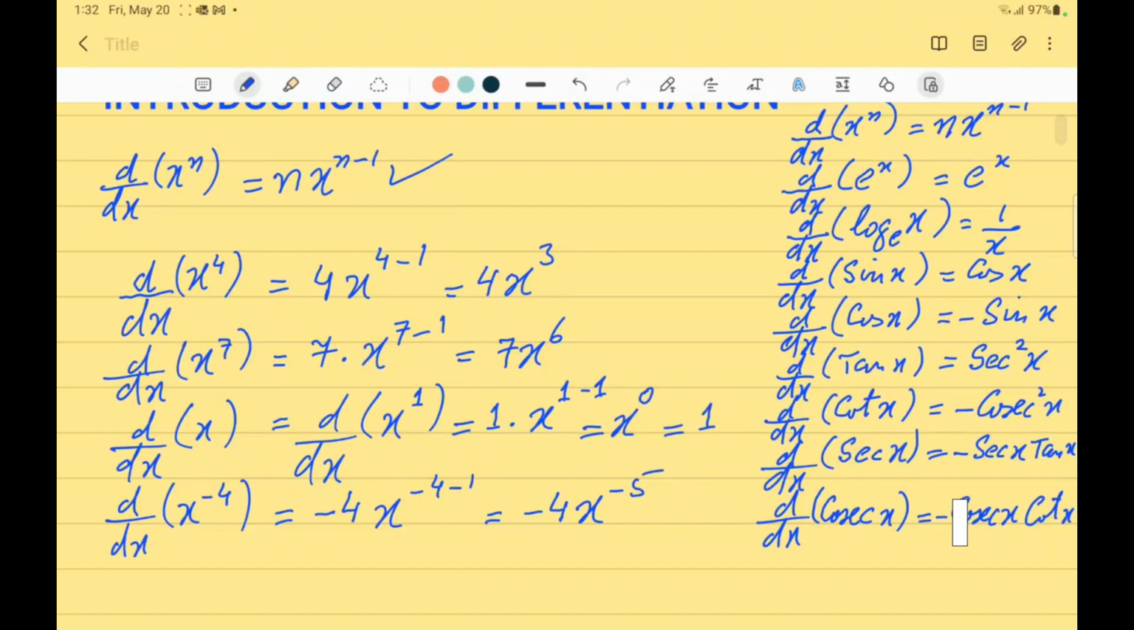Let's try another negative number, negative variable with the negative power. d by dx of x raised to power minus 1. No difference, we will do it in the same way. Minus 1 into x raised to power minus 1, and we will reduce the power by 1. So the answer is minus x raised to power minus 2.